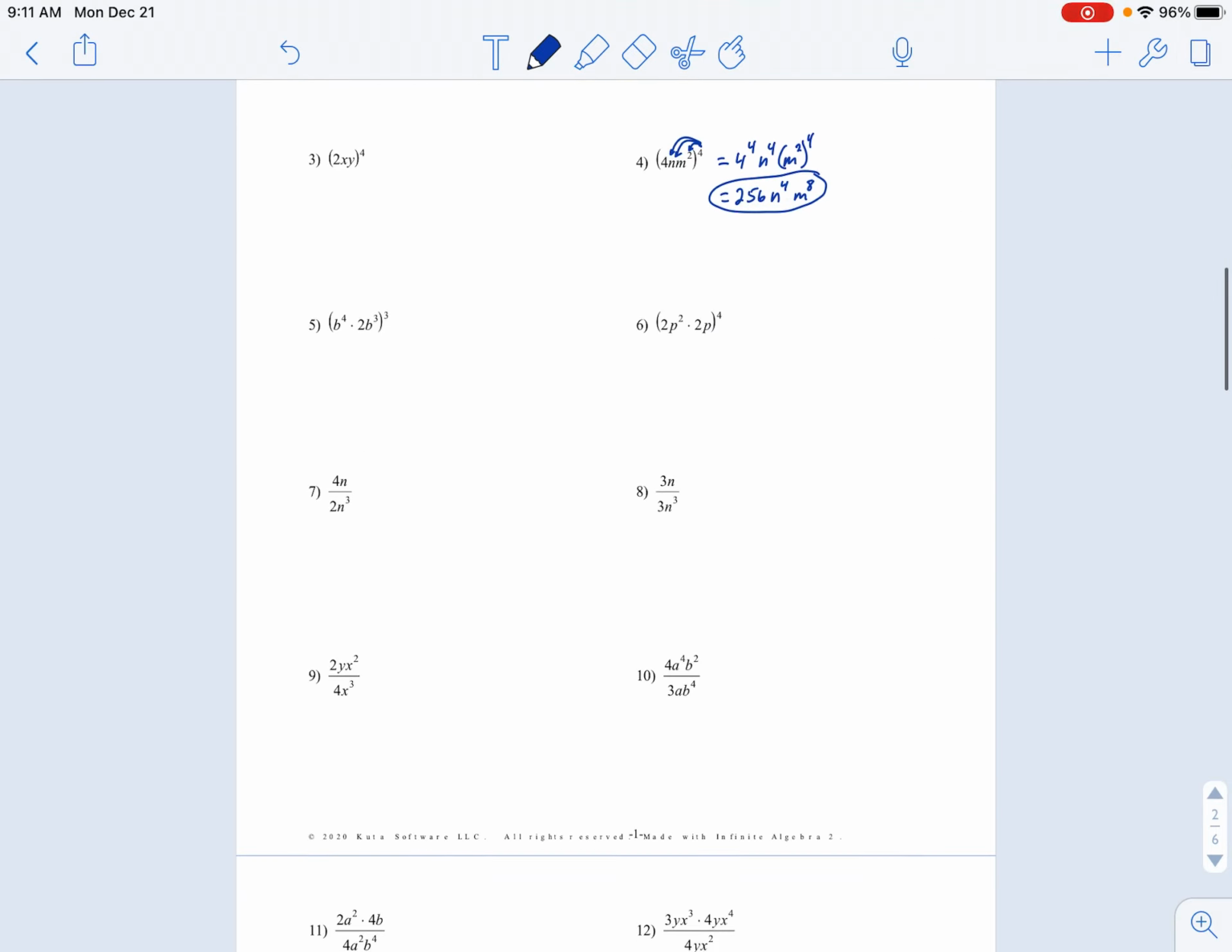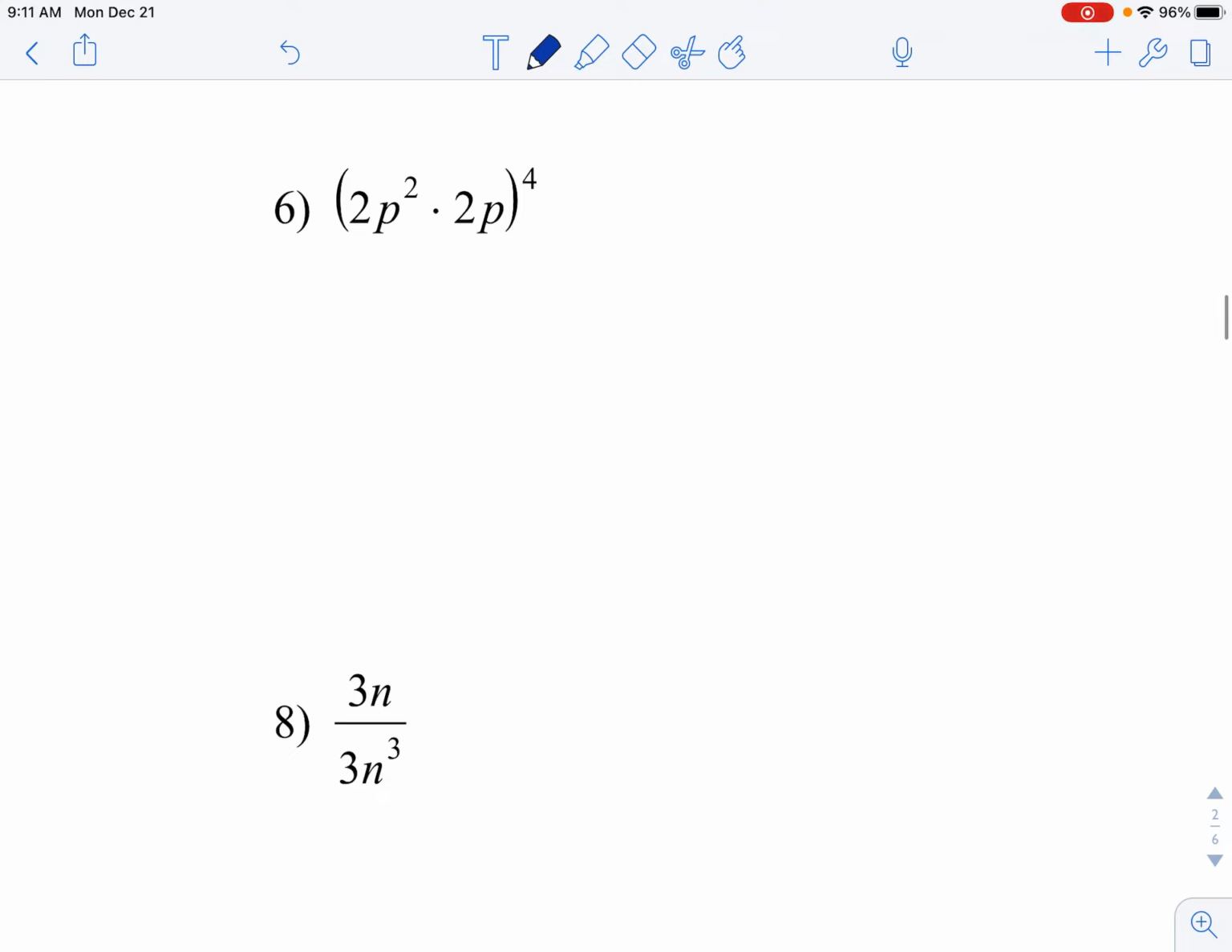Yes. All right, let's do this next one. Okay, number 6, we got a couple things going on. Here's what I would suggest. Let's do what's in parentheses first. Just ignore that 4th power right now. So if we do what's in parentheses first, we have 2 times 2, which is 4.